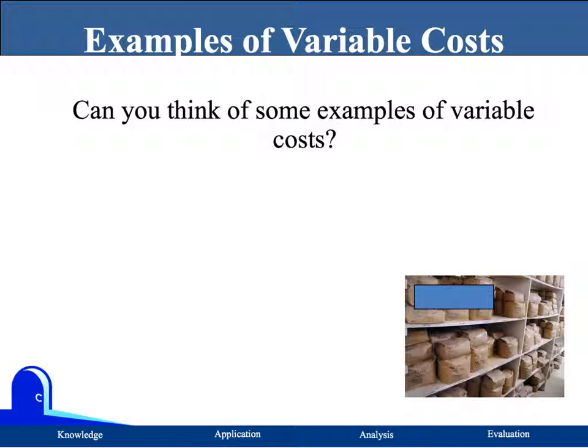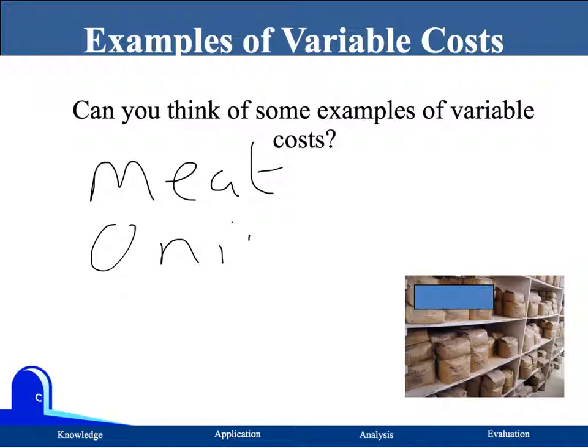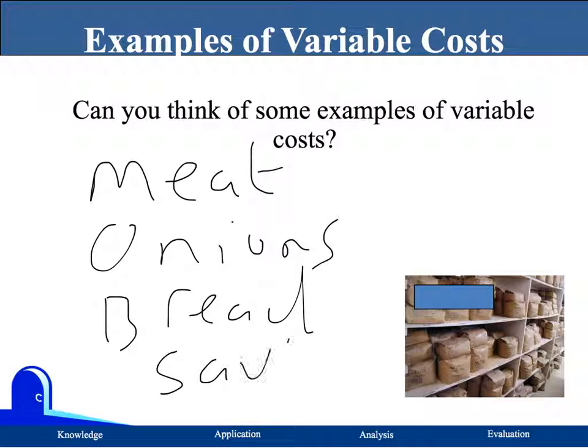It will need to obviously buy more meat for the burgers. It might need to buy onions, bread, sauces, etc. These are all costs that will change depending on how many burgers the business sells. So therefore, these are examples of variable costs.